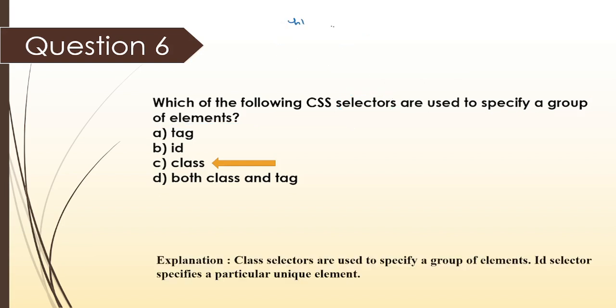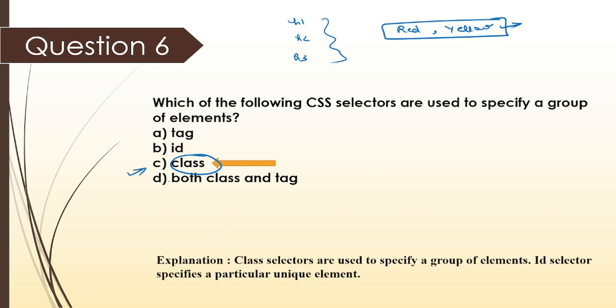Let's say if I have one HTML element, H2 element, H3 element, I want all these three elements in red color and yellow background. So I can use the class selector. The practical approach we have discussed earlier.